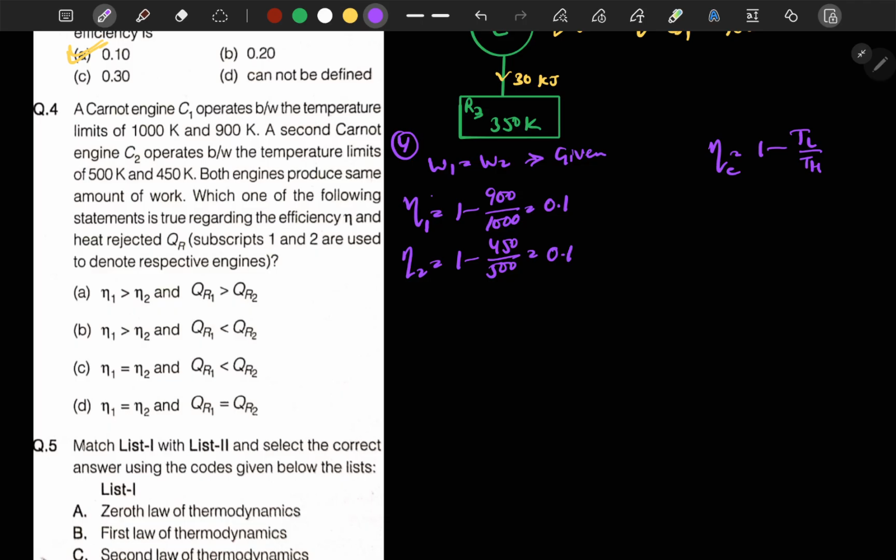5 9s are 45. So this will be same, and from here we can see that eta 1 is equal to eta 2. Now this eta is represented by work done upon Q supplied, QS. Since for both engines efficiency is the same and work done is the same, Q supplied to 1 is equal to Q supplied to 2, and since Q supplied is the same, Q rejection should also be the same. So our correct answer is D.